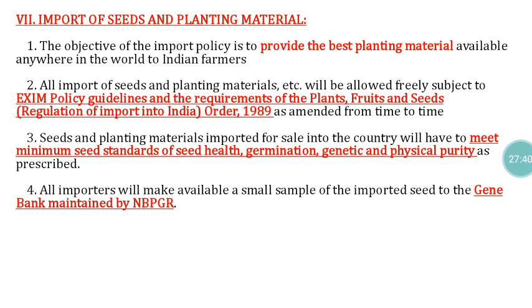The IPPC's main aim concerns the import or export of material. At the time of import or export of planting material, it should not carry any pests and diseases. That also we have to ensure. And whatever material is imported, a sample of it should be made available in the gene bank maintained by the NBPGR. That is also very important with reference to this particular policy guideline.